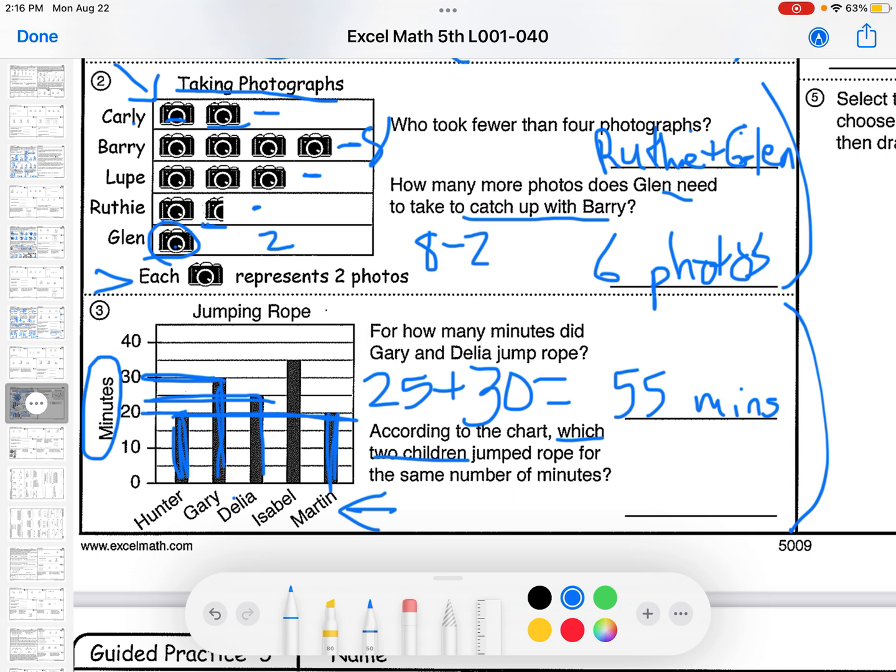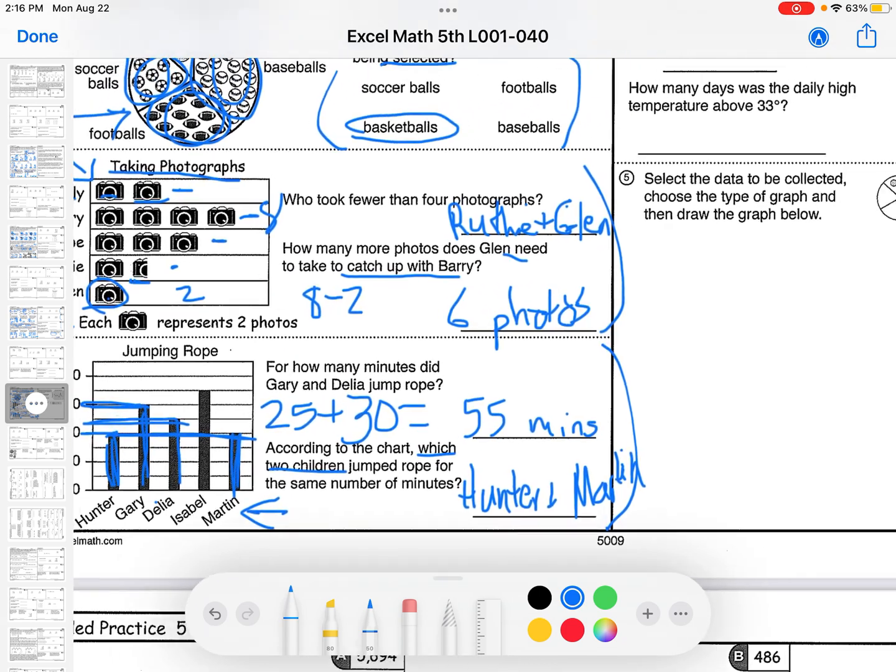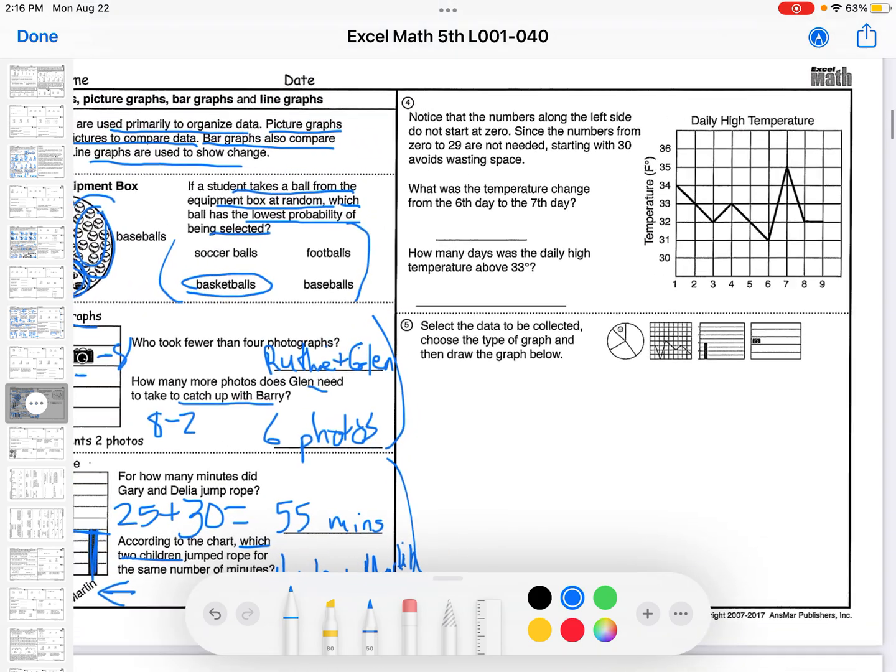So I have to write Hunter and Martin. Hopefully you can fit it in there better, but I'm writing with my finger. Okay. Hunter and Martin. Pause the video if you need to erase that and change it.